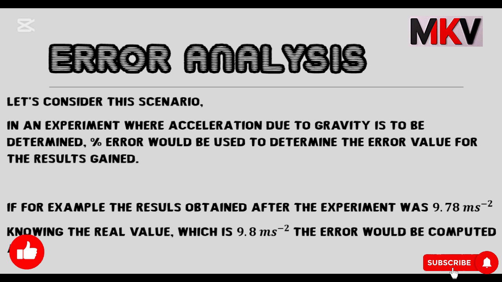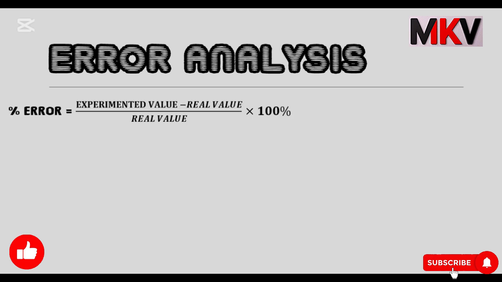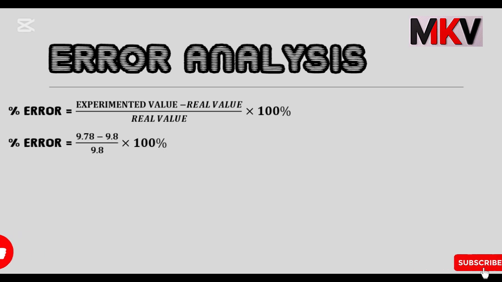So now let's look at how we use the precision error to determine the error margin between these two values. The percentage error equation is stated here: experimental value minus real value, all over real value, times 100%. So doing our direct substitutions, 9.7 minus 9.8 all over 9.8 times 100%. So our expected value for the error in this work is minus 0.00204%. So this is the error margin between the experimental value and the actual value.